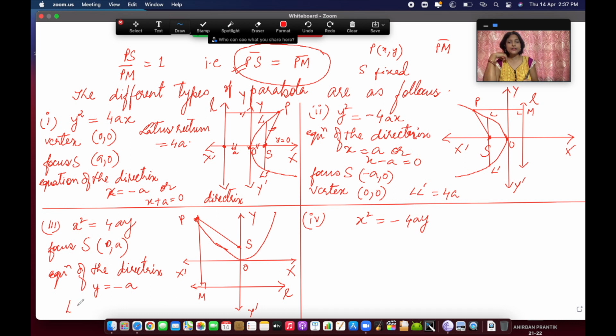The length of the latus rectum L dash will be 4a always. Now where is L dash in the diagram? It is a focal chord, you can see. So this is L dash, which is perpendicular to the axis of the parabola. Now in this third case, the y-axis is the axis of the parabola. The vertex is again the origin.